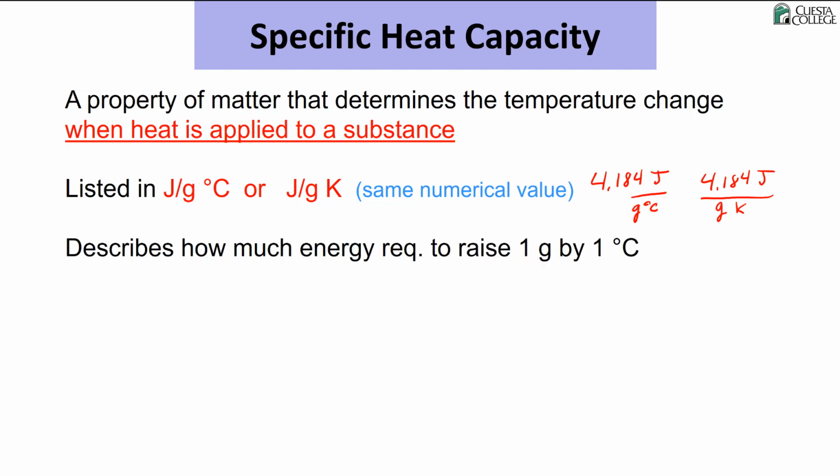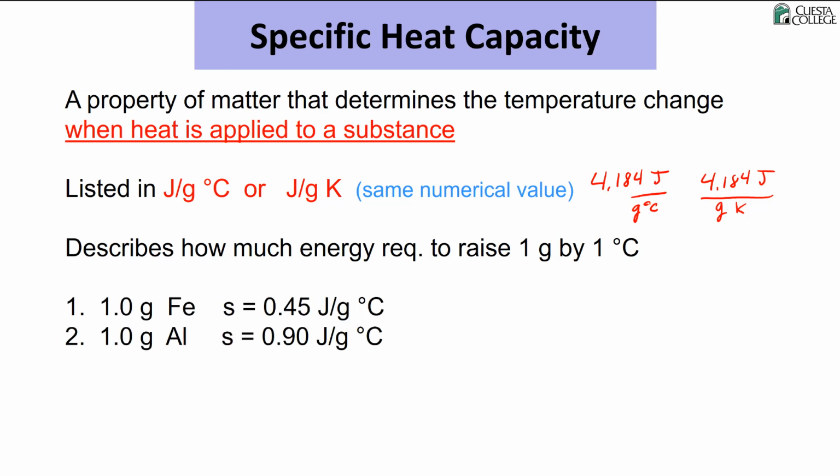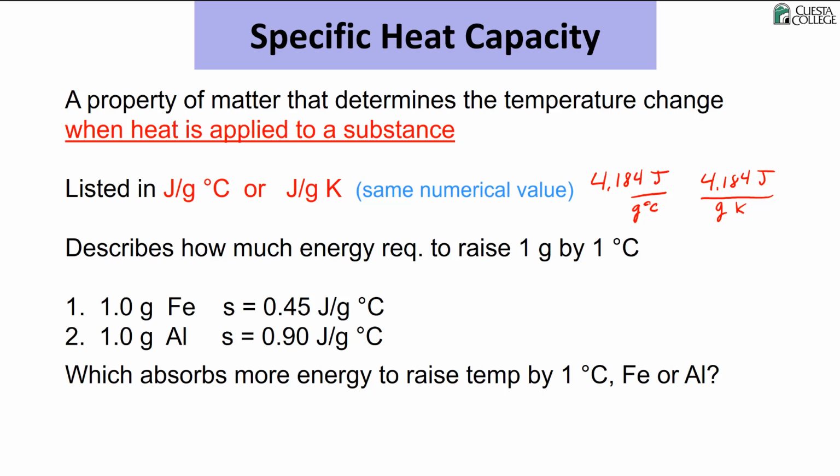The specific heat capacity depends on the substance, and it shows how much energy is required to raise 1 gram of material by 1 degree Celsius. Here are two examples. The specific heat capacity of iron and aluminum are listed there. We could ask which absorbs more energy to raise the temperature by 1 degree Celsius, iron or aluminum. By looking at the specific heat capacity values, we can see that aluminum has a higher number. It takes more joules of energy to raise 1 gram of the material by 1 degree Celsius than iron.